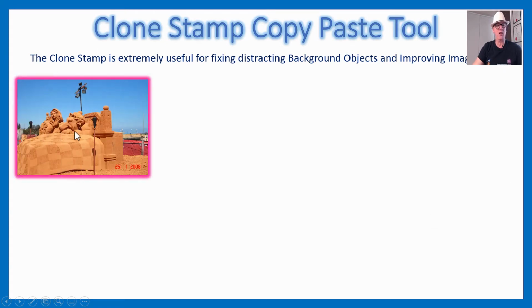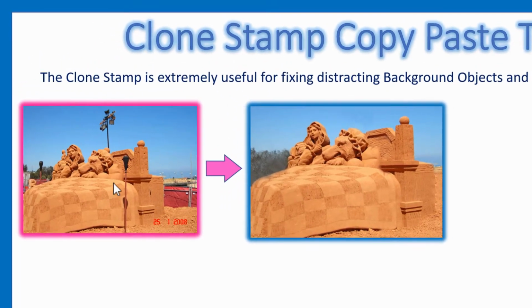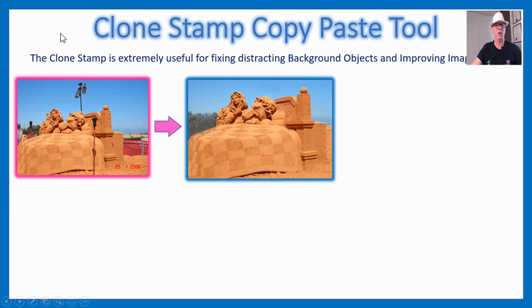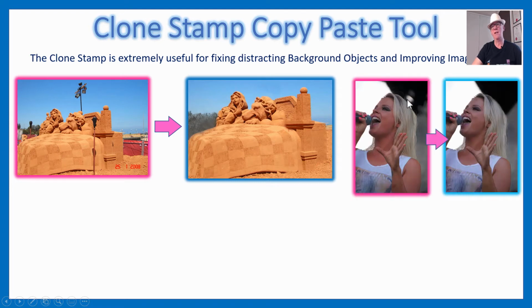So if we've taken a picture like this one of sand sculptures and there's all this nighttime lighting and things cluttering it all up, we can clean it all up with the clone stamp and then crop it and have this much better picture. So that's one lesson, getting rid of background objects.